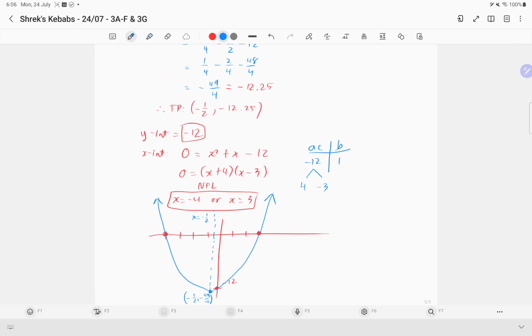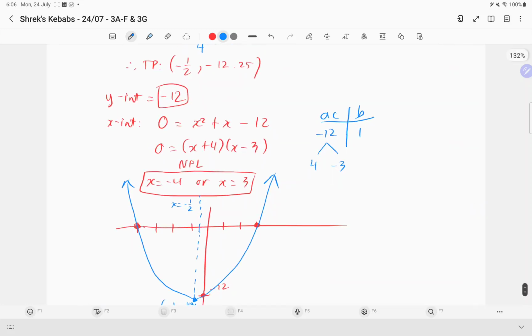So that's 3A to 3F. Now it's your turn to get started. I'll pause the recording for the first half now.